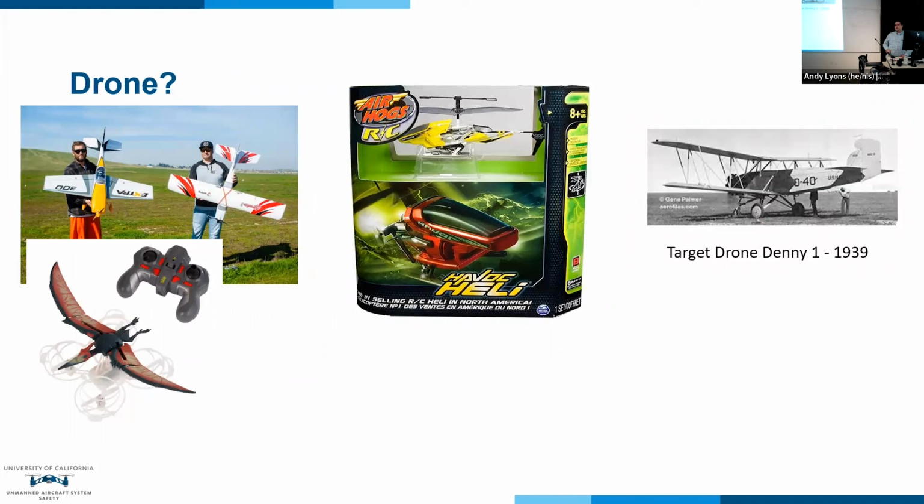But what is the drone? Well, drones, we've been talking about the multi-rotor systems, but a drone is anything that is flying without the possibility of a human inside or on top of it controlling it. So everything from our model aircraft to our toy helicopters to even the very first labeled drone, Target Drone Denny 1, which was a target practice aircraft. These are all falling into the category of drone.